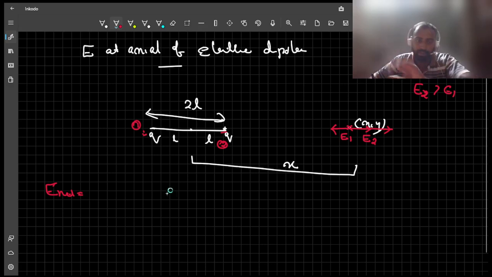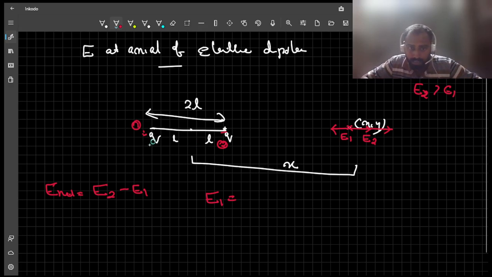E net at the point xy. It is simply we have to find the net electric field. We can write E2 minus E1 because one is away, one is towards. So the net electric field magnitude will be E2 minus E1. So what is E1? The next step is what is E1?